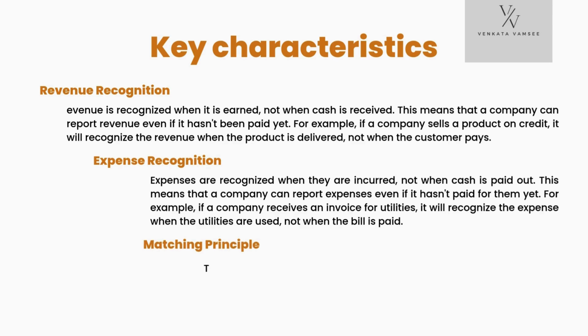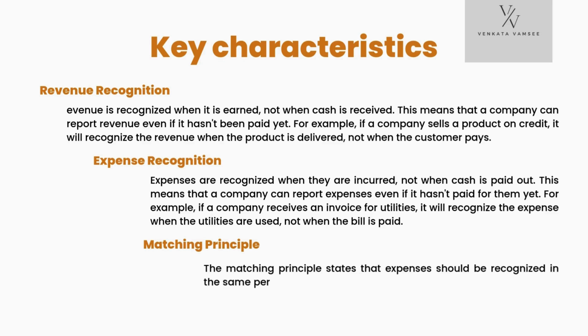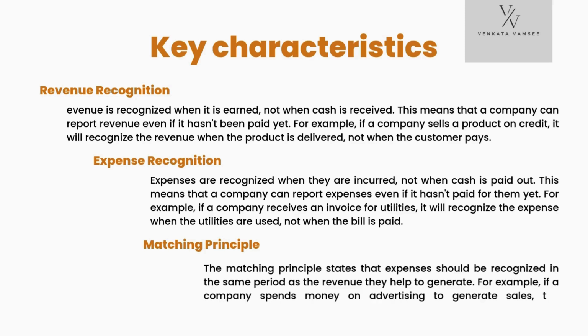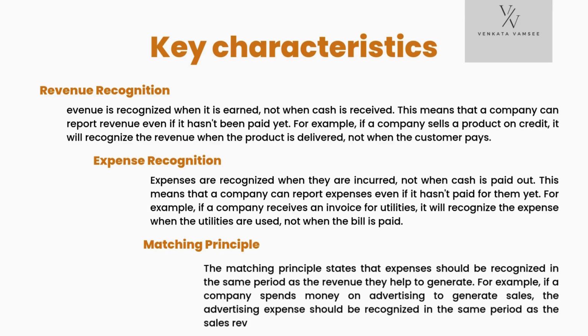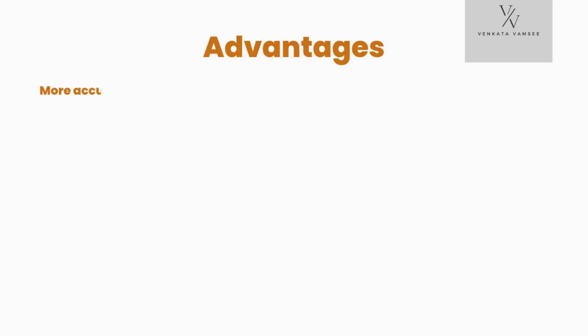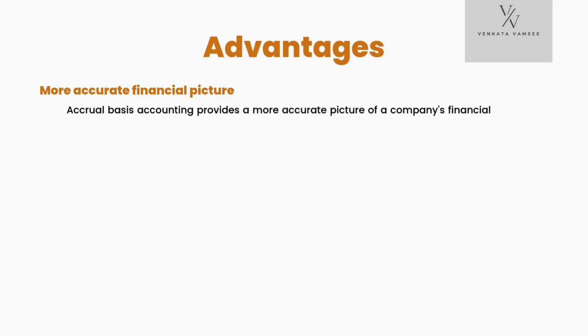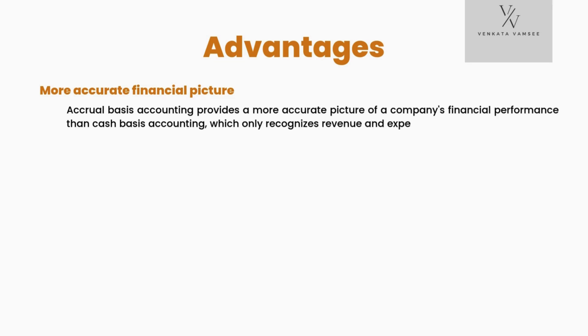Matching principle. The matching principle states that expenses should be recognized in the same period as the revenue they help to generate. For example, if a company spends money on advertising to generate sales, the advertising expense should be recognized in the same period as the sales revenue. Advantages. More accurate financial picture. Accrual basis accounting provides a more accurate picture of a company's financial performance than cash basis accounting, which only recognizes revenue and expenses when cash is received or paid out.